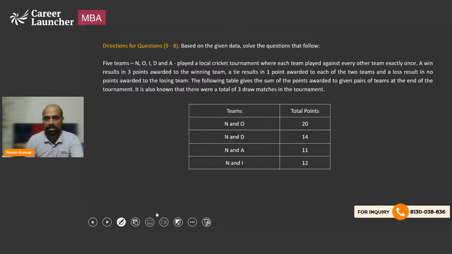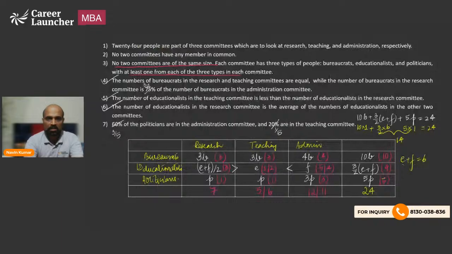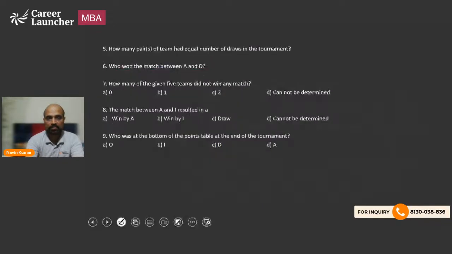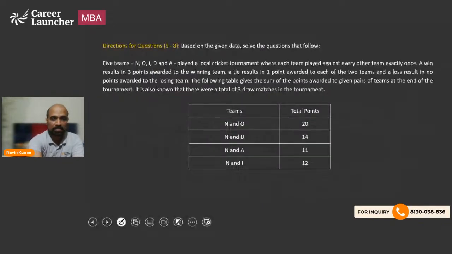What is the value of education and teaching? There is no value of education and teaching. Educationalists and teaching, as in this particular region, which is denoted by E here. Okay. Yeah. So give it a try.